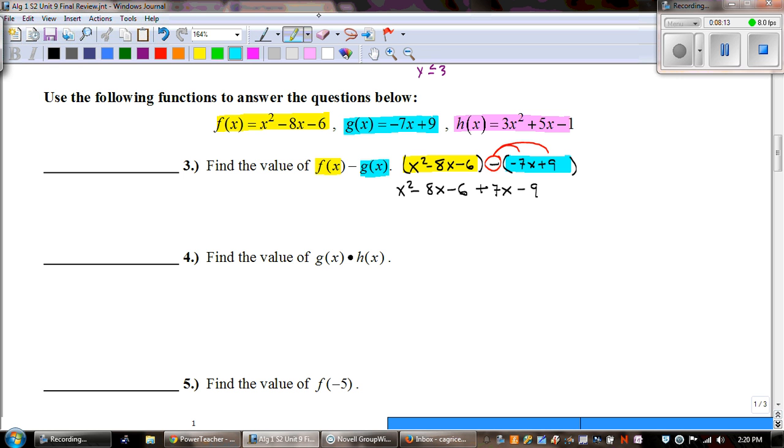Okay? And now we look to combine like terms. My highest exponent is an x squared. There's nothing to combine it with, so we get x squared. -8x plus 7x gives us -x. And then the last thing we've got is -6 minus 9. What's -6 minus 9? That's right, it's -15. So our final answer would be x squared minus x minus 15.